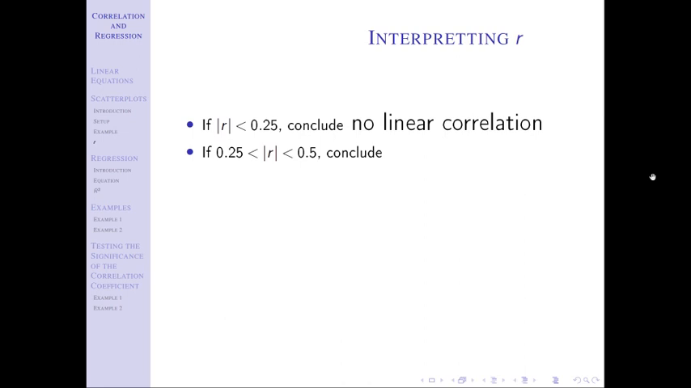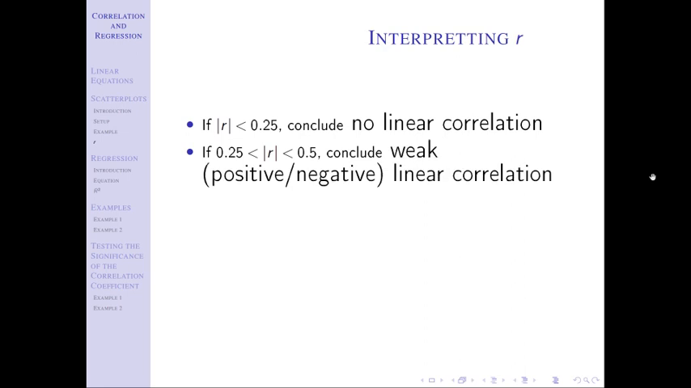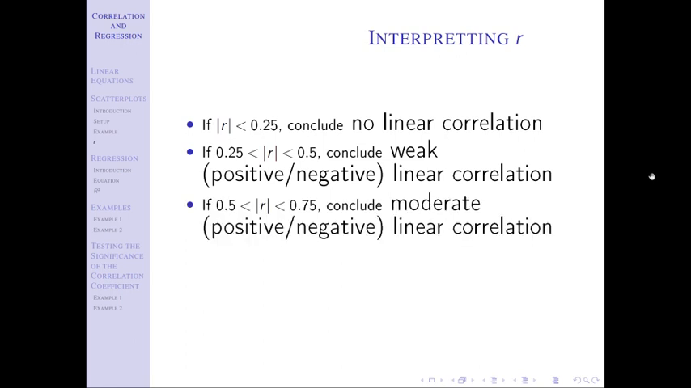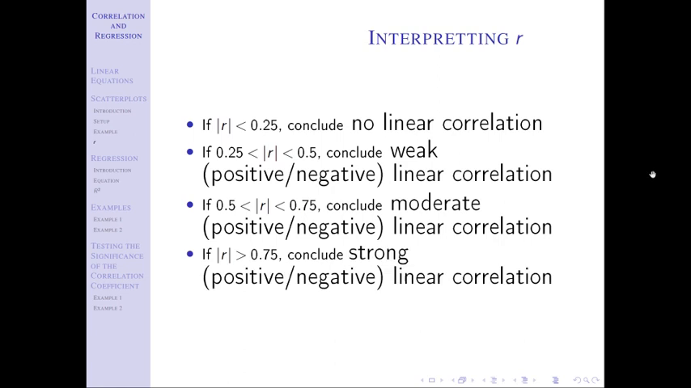If the absolute value of R is between 0.25 and 0.5, and notice here I'm talking about the absolute value of R, because it will probably help you to think of the sign of R, whether it's negative or positive, as its own entity and divorce that sign from the number. If that number for R is between 0.25 and 0.5, we're going to conclude a weak linear correlation, and we're going to tack on the word positive or negative based on what that sign was. If R is between 0.5 and 0.75, we're going to call that moderate. And if it's larger than that, again in the 0.8, 0.9 range, we're going to say strong.